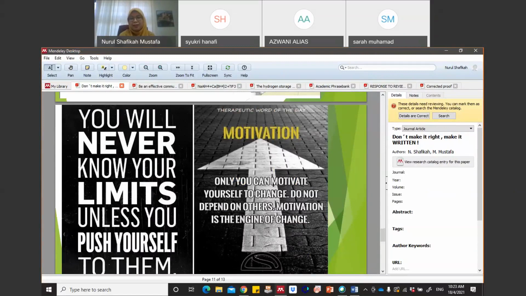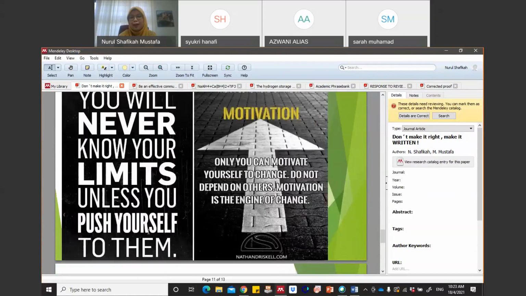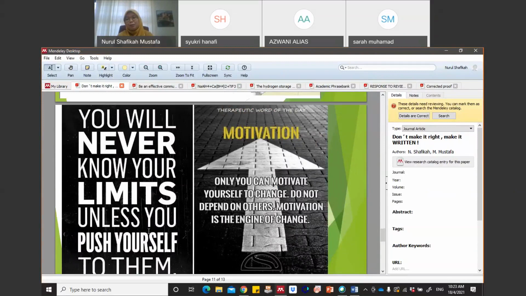Don't make it right, make it written. So the first thing, you just start to write. You will never know your limits unless you push yourself to do them. The best motivation is that only you can motivate yourself to change. Do not depend on others. Motivation is the engine of change. You can depend on others, but the best motivation is yourself actually.